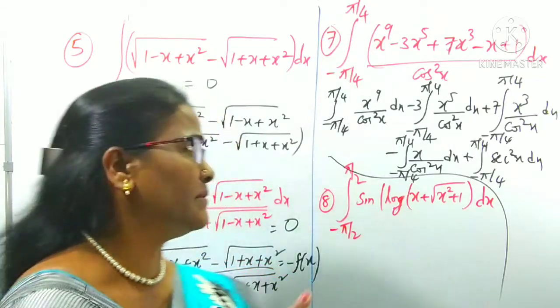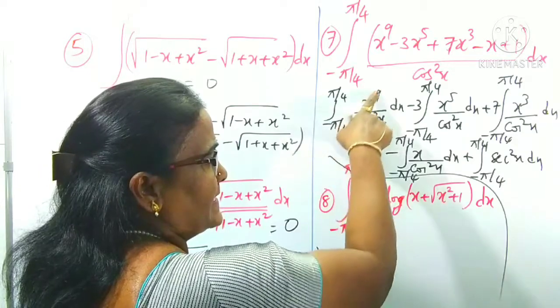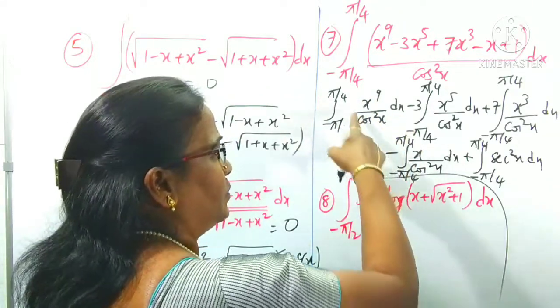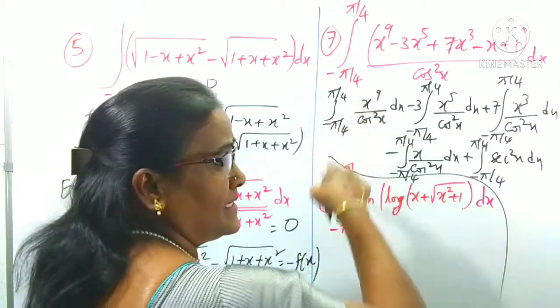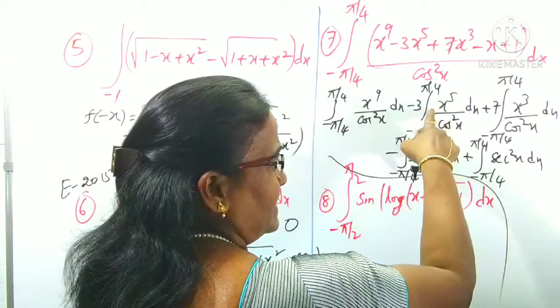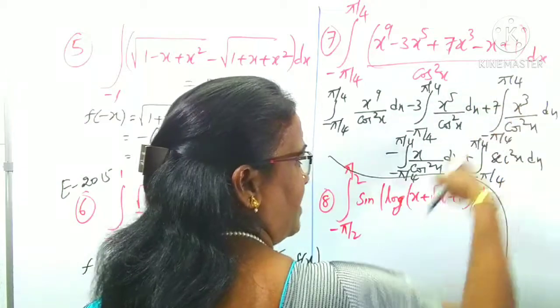f of minus x: if you take f(x), minus x whole power 9 is minus x power 9. Cos minus x is cos x only, even the square is there, no problem at all. Indirectly this is minus f(x). Here also, minus x whole power 5 is minus x power 5. This is also minus f(x). Same way, this is also minus f(x).